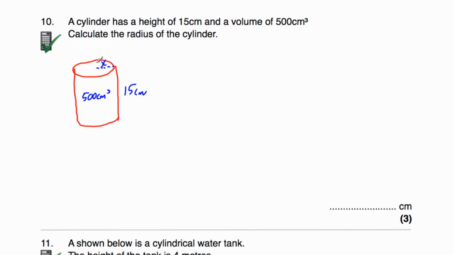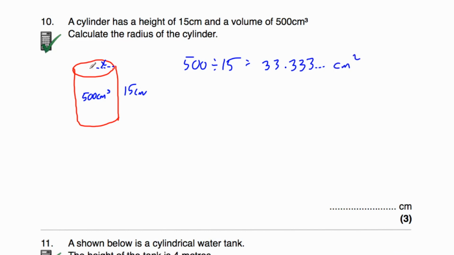So to find the radius of the cylinder, well, we know the volume and we know the height. So if we divide the volume by the height, we get the area of the circle. So let's do 500 divided by 15 to begin with. So 500 divided by 15 will be the area of the circle. 500 divided by 15 is equal to 33.333 and so on centimetres squared. So that's going to be the area of the circle.